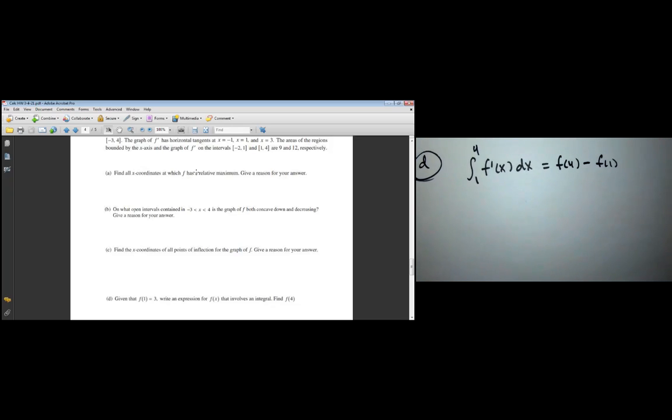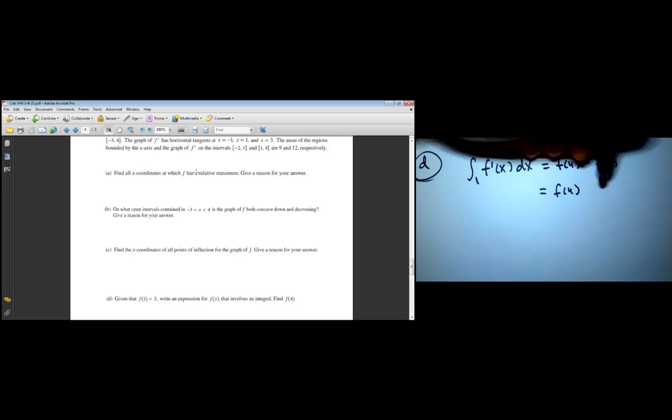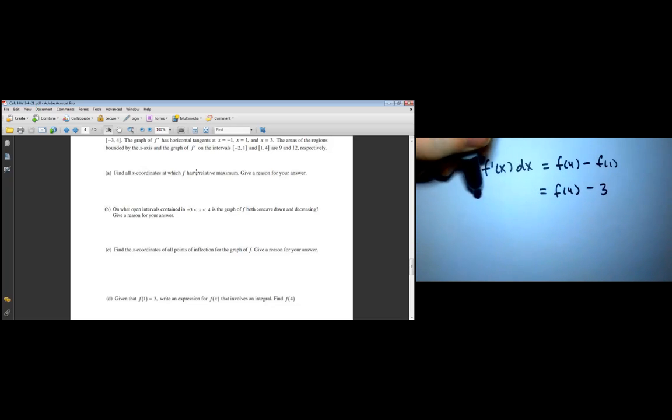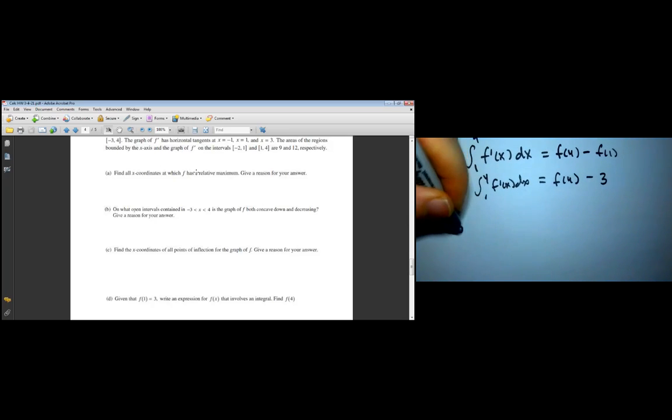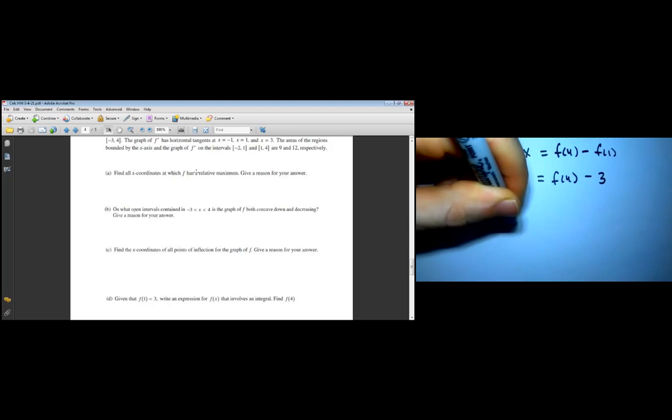of 1. F of 1 is 3. So that's f of 4 minus 3. Integral of f prime of x dx from 1 to 4. All right, we need to solve for something. So what are we solving for? We're solving for f of 4. So let's get that 3 out of there. So that's 3 plus the integral from 1 to 4 of f prime of x dx is equal to f of 4.